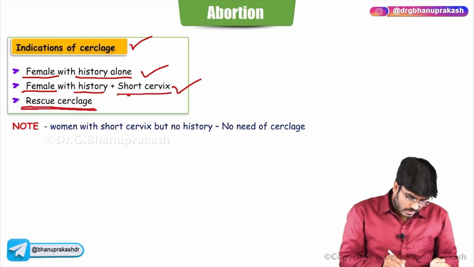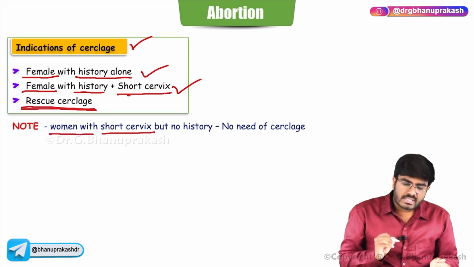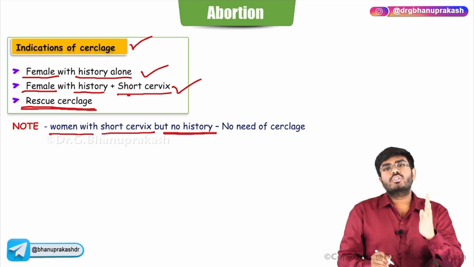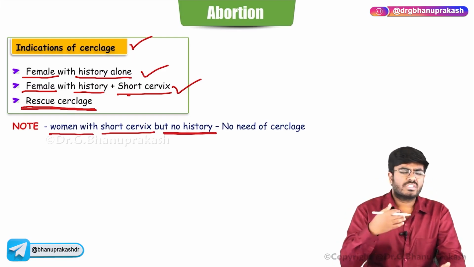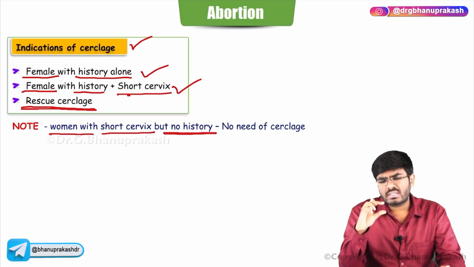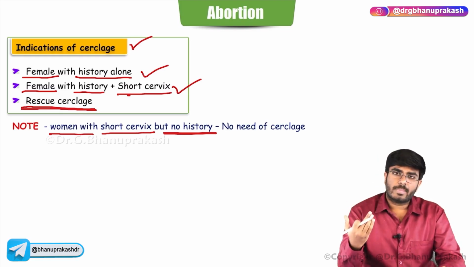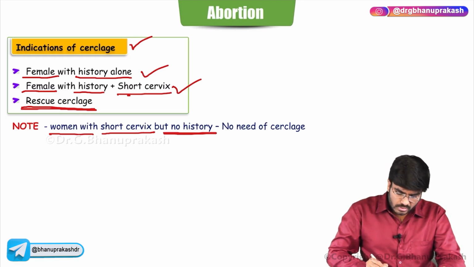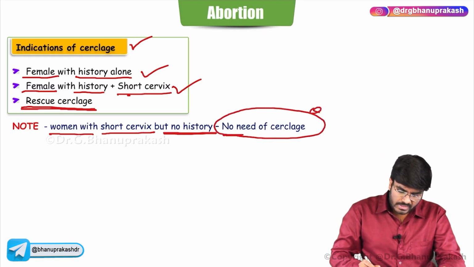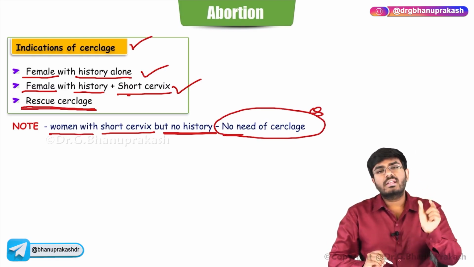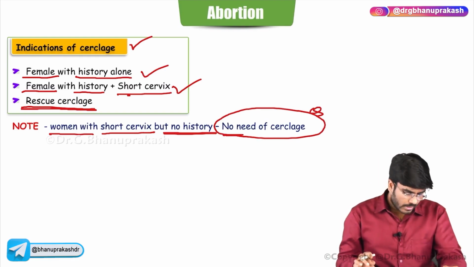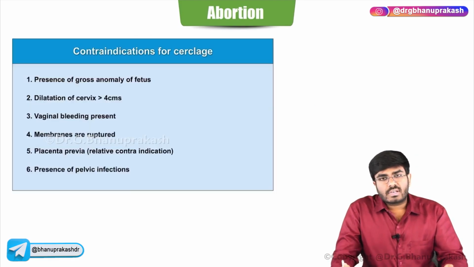Now please concentrate. There is this woman with a short cervix, but there is no history. Only short cervix is there. She came to you for just a general regular examination. You have found her cervix is very short, less than 2.5 centimeters, but there is no history of recurrent pregnancy losses, second trimester recurrent pregnancy losses are not there. So there is no need to apply cerclage, MCQ. Just short cervix alone is not an indication for cerclage, MCQ. Okay, so the indications of cerclage are completed.